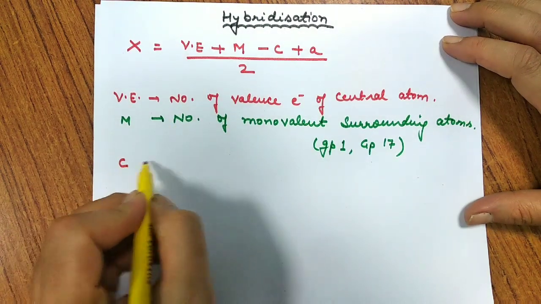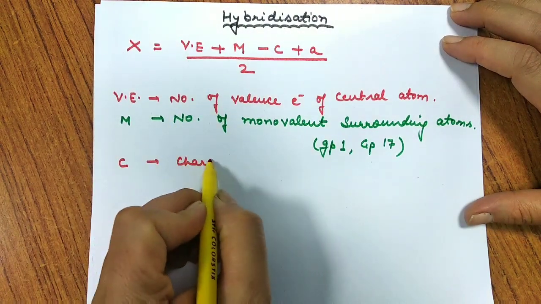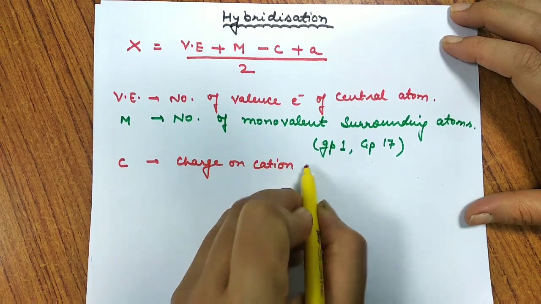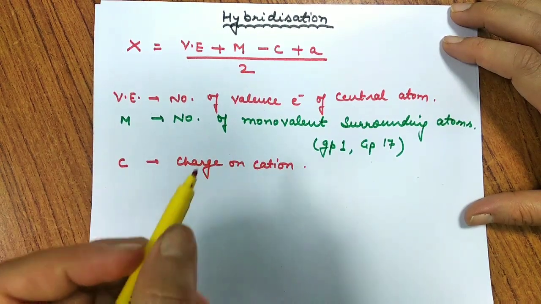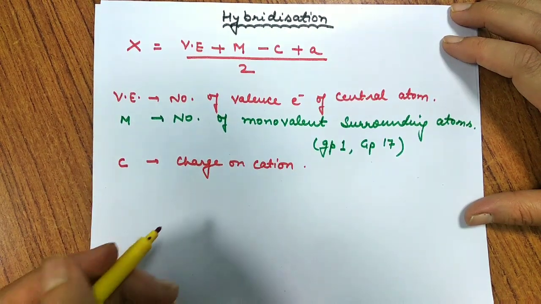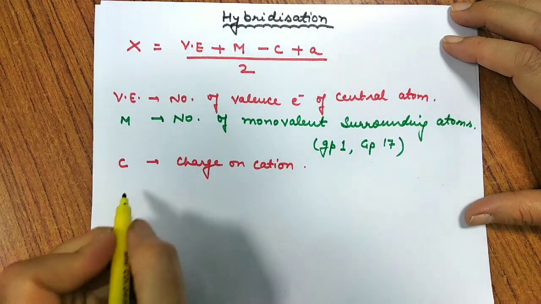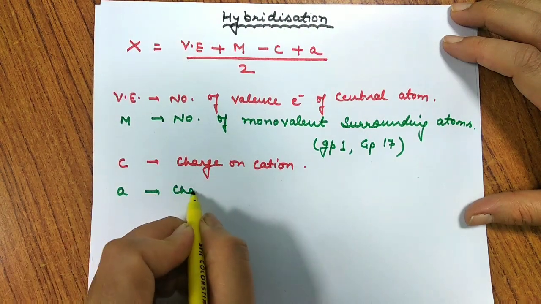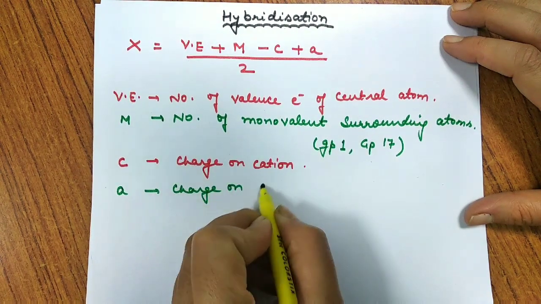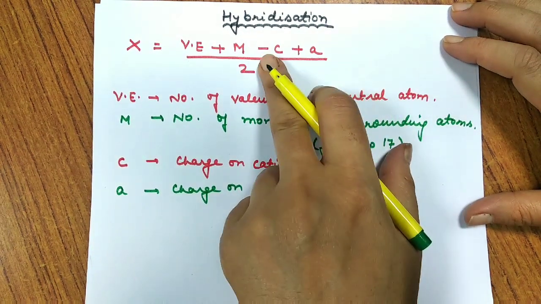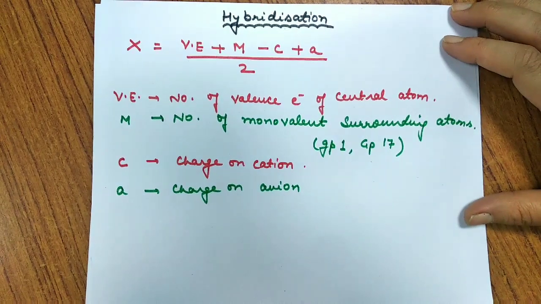What is C? C is the charge on the cation. That means if the species is cationic, with a positive charge, polyatomic, and A. What is A? A is the charge on the anion. That means minus charge is written with plus and plus charge is written with minus. So this is our formula.